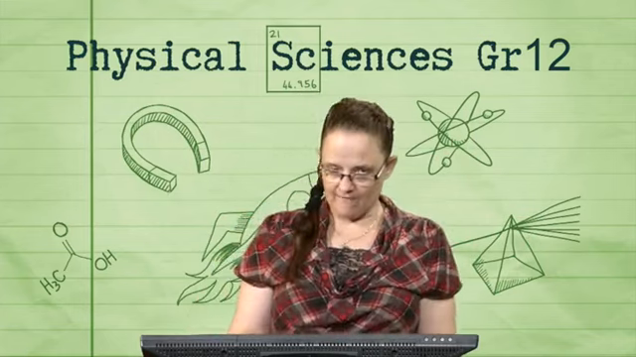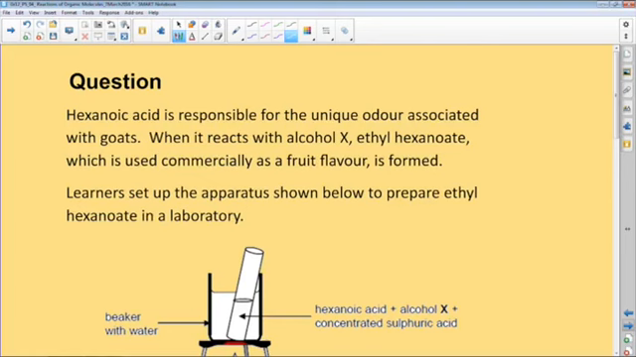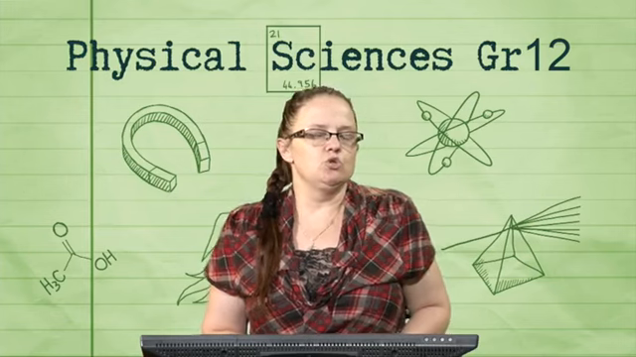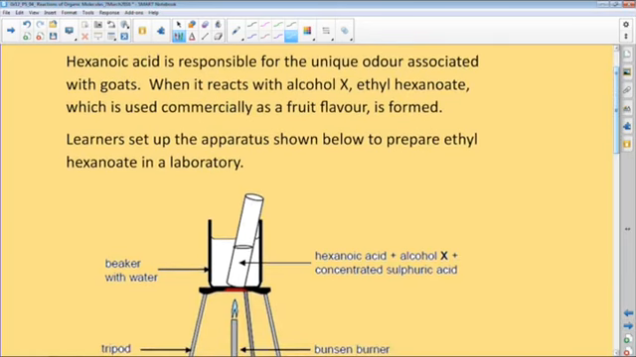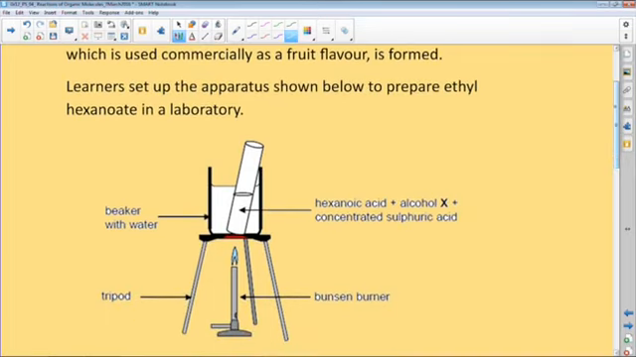So let's see if you're ready to tackle a problem. So here I have a problem for you, and I'm going to give you 2 minutes, okay, to look at it. So let's just look at the first part of the question together. And it says hexanoic acid is responsible for the unique odor associated with goats. Not really sure what that is, but let's just go with it. When it reacts with an alcohol, ethyl hexanoate, which is used commercially as a fruit flavor, is formed. Learn to set up the apparatus to prepare the ethyl hexanoate in the lab. So here we have hexanoic acid and an unknown alcohol, beaker in a water bath, off we go, okay?